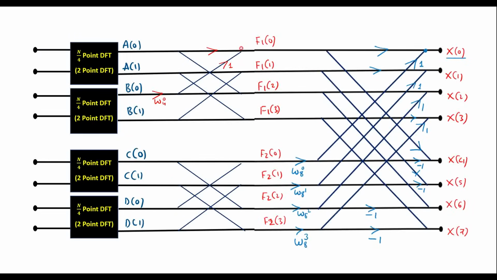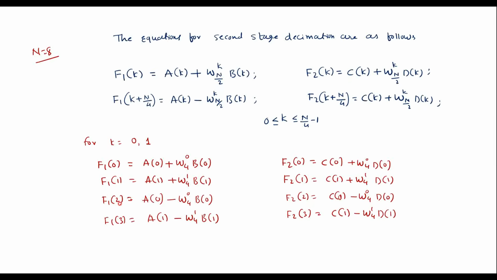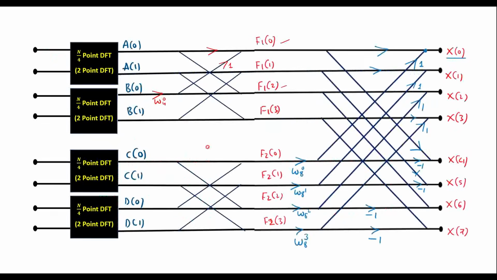And similarly, now we'll take the corresponding butterfly output, that is f1 of 2. This is done. Now we'll take f1 of 2, because this is the second output of the same butterfly. That is, f1 of 2 is equal to a of 0 minus w4 power 0 b of 0. That is, here it is minus 1. This will be the arrow mark. That is, f1 of 2 is a of 0, and b of 0 is multiplied with w4 power 0.